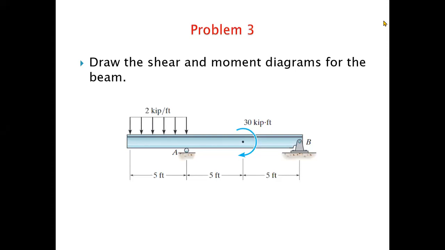Start with problem number 3, in which we have to draw the shear force and bending moment diagram for the following beam. You can see that there is a beam in which we have a UDL of 2 kip per foot till point A. There is a roller support and a hinge support, and this is a continuous beam, and this is a cantilever. And here we have a moment of 30 kip-foot.